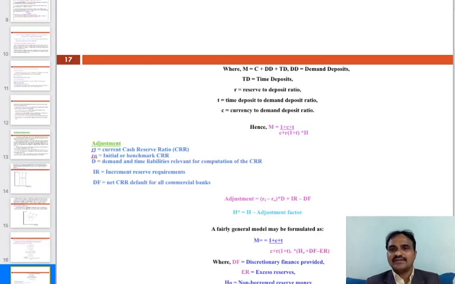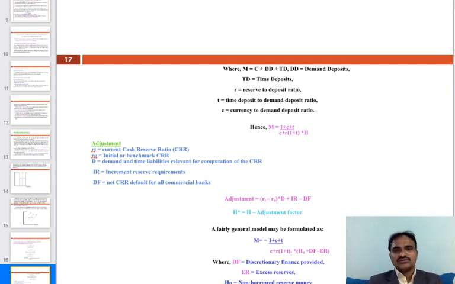So you can look at where M is equal to C plus DD plus TD. DD is demand deposit, TD is time deposits. R is the reserve to deposit ratio and T is the time deposit to demand deposit ratio. C is the currency to demand deposit ratio. Hence M, the money supply, is equal to 1 plus C plus T upon C plus R plus 1 plus T, multiplied by H.